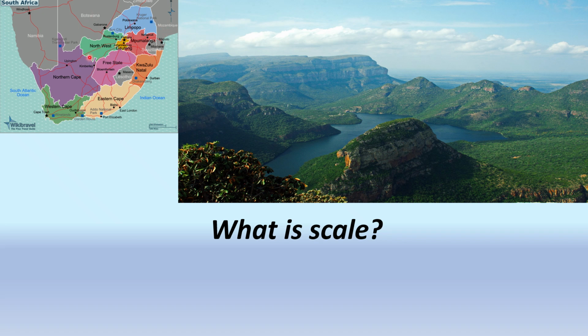Or this tiny little map being put into this huge picture. That's what a scale is. So this place, let's say Northern Cape, this tiny picture, in reality, it's this big. Can you see that? So Northern Cape is small and then it moves to big. So that's simply what a scale is.